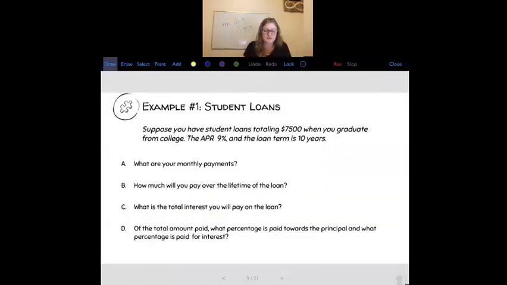Okay. So example 1, student loans. This problem has 4 parts. I'll give you the problem and then we'll do each part separately. Suppose you have student loans totaling $7,500 when you graduate from college. The APR is 9% and the loan term is 10 years. We're going to calculate the monthly payment amount, how much you'll pay over the life of the loan, the total interest you'll end up paying over the life of the loan, and, of the total amount paid, what percentage went towards the principal and what percentage went towards the interest.